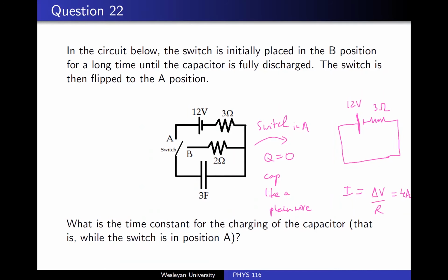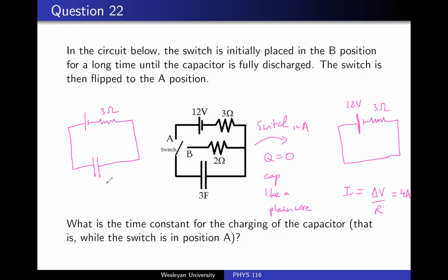All right, we're asked what is the time constant for the charging of the capacitor, and the switch is in position A. Well, let's draw that circuit again. So we have battery, resistor, and capacitor.